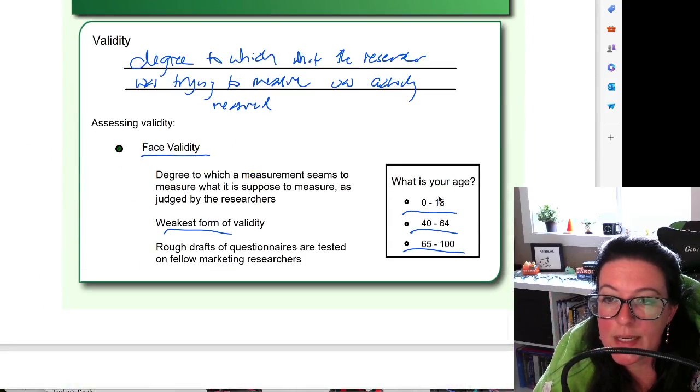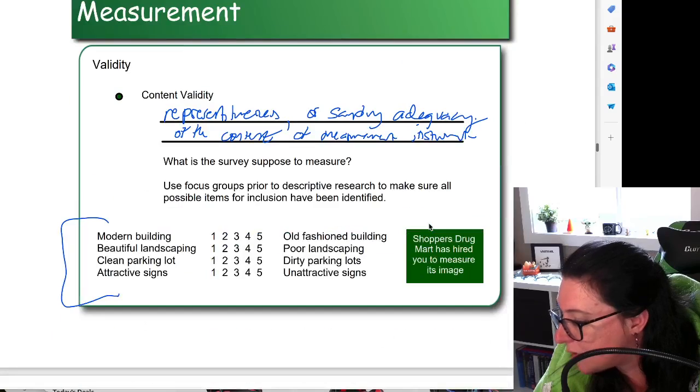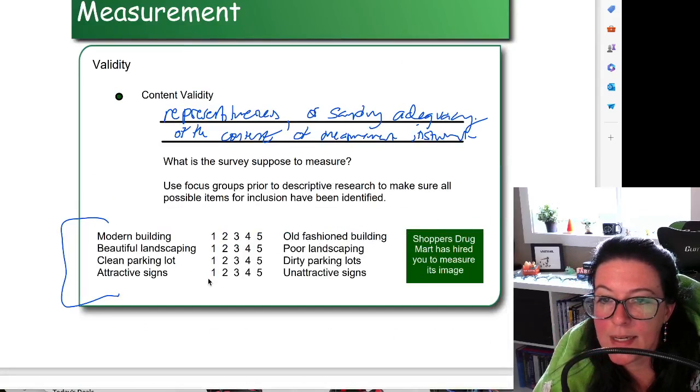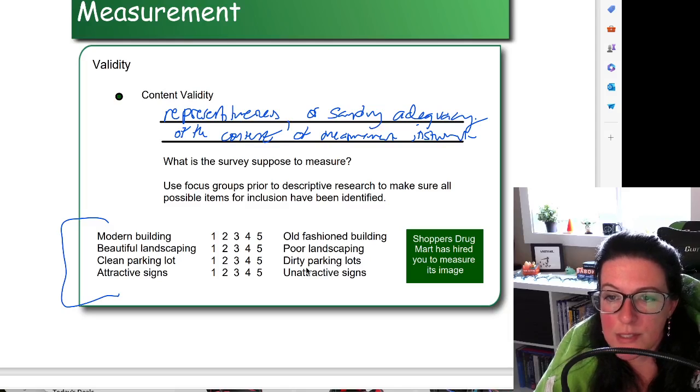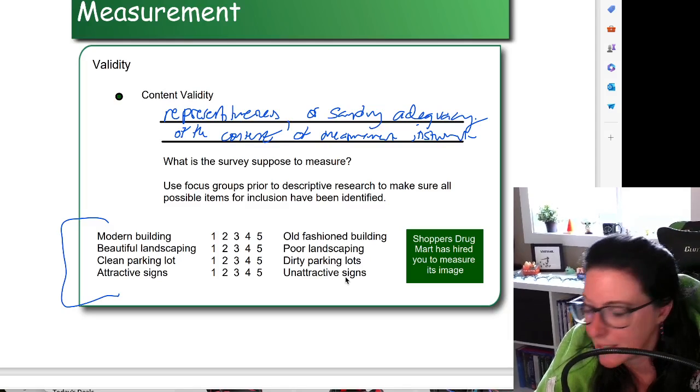So remember, face validity, we want to make sure that we had all the ages if we were asking a question about age. And content validity, that if people are looking for different things that reflect here, Shoppers Drug's image, that those are all options that they can choose from. That there isn't a key piece of the content that's missing.